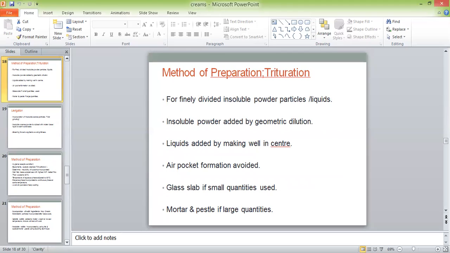Liquids will be added by making a well in the center, and the formation of air bubbles must be avoided. If you are preparing small quantities of creams, then a glass slab and a spatula would be sufficient. But if you are going to prepare large quantities of creams, then a mortar and pestle would be used.